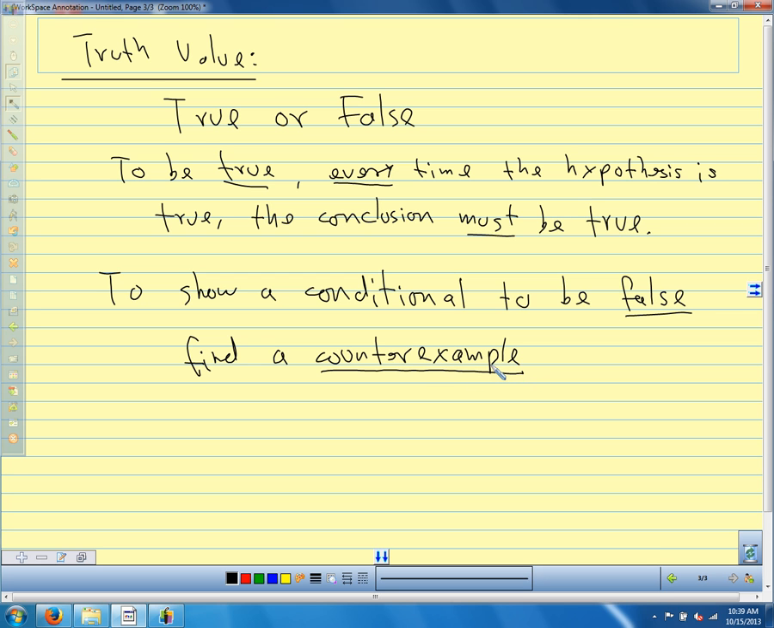And how many counterexamples do we have to find? Only one. One counterexample shows that our conditional is false. We said for our conditional to be true, that it has to be true every time. If it's not true once, then our conditional statement is false. So all we have to do to show a conditional statement is false is find one counterexample. It's nice if we can find more than one, but all we have to do is find one.